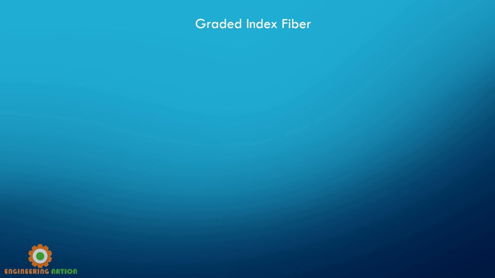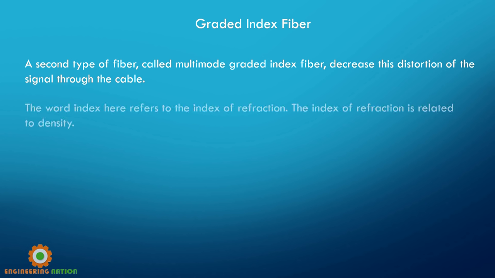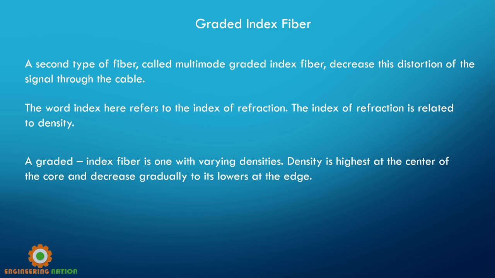Graded index fiber. A second type of fiber called multimode graded index fiber decreases this distortion of the signal through the cable. The word index here refers to the index of refraction. The index of refraction is related to density. A graded index fiber is one with varying density. Density is highest at the center of the core and decreases gradually to its lowest at the edge.